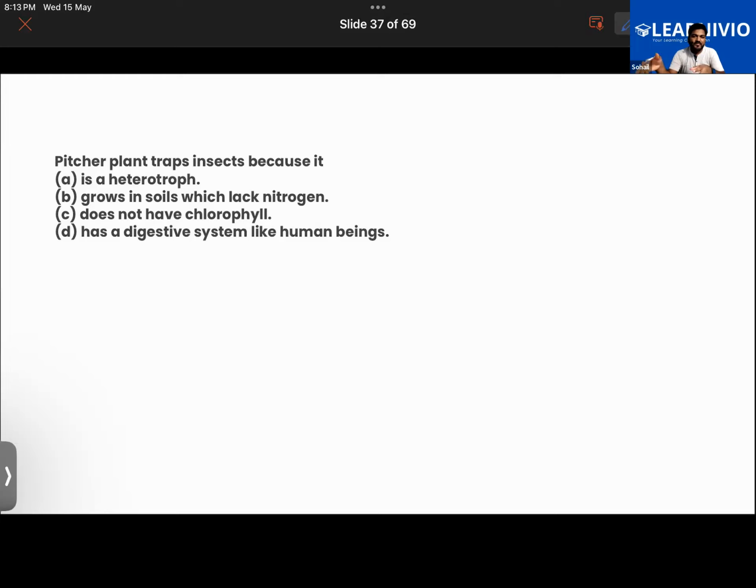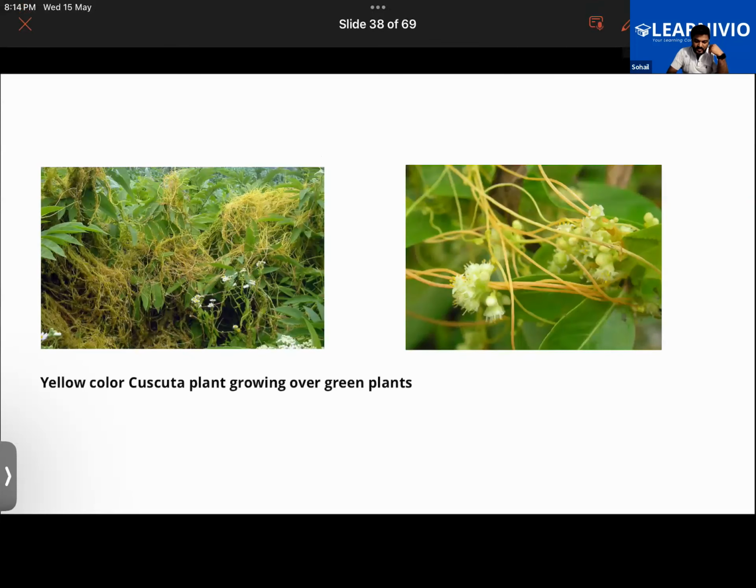The main reason behind trapping the insects is B. Everyone agrees with B. Hassan, what about you? Yes, I agree. It grows in soil which lacks nitrogen, so that is the main reason. Good. So we are done talking about that.